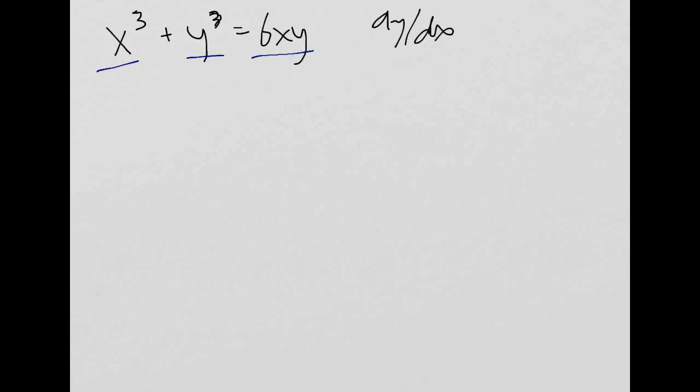So I'm going to underline each of these in different colors and then work through their derivatives in a color-coded fashion. So I'm going to go ahead and rewrite everything, x cubed plus y cubed, like this so we can see the chain rule better, and then equals 6xy.